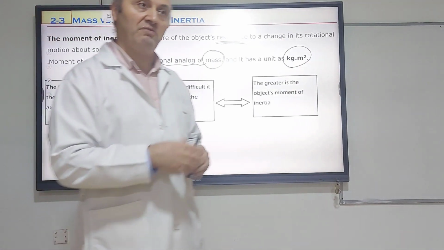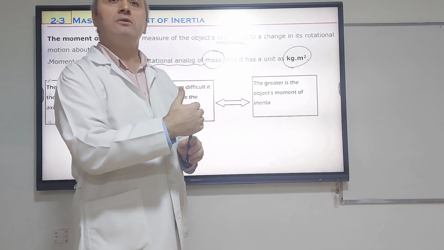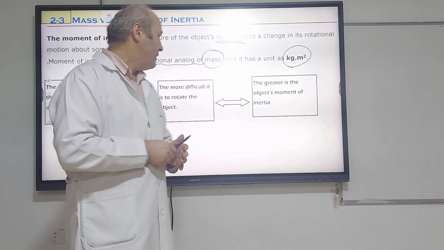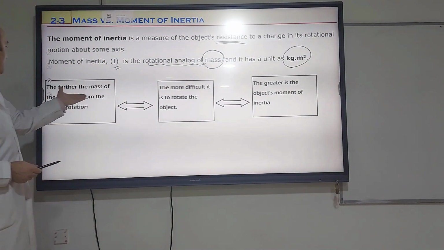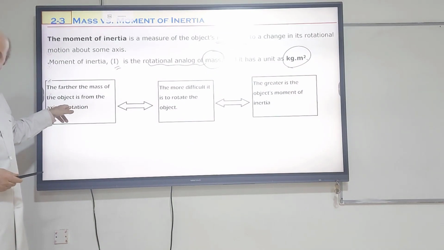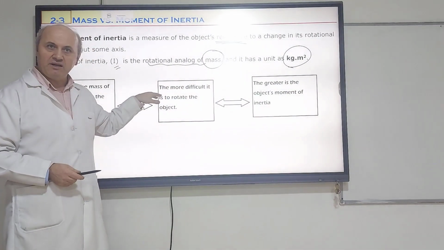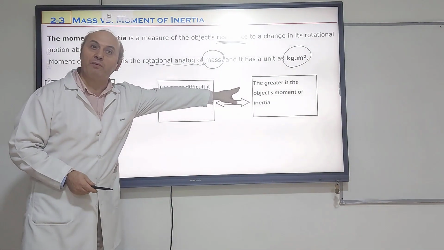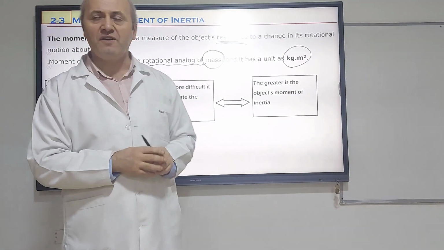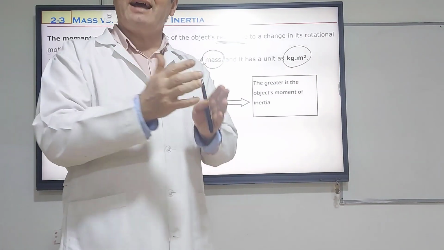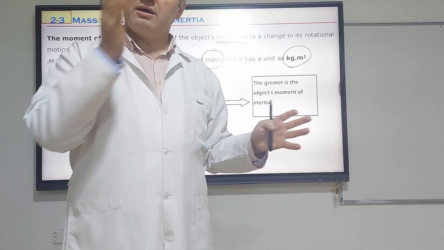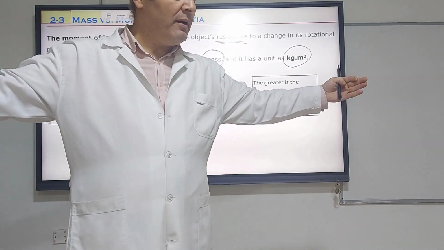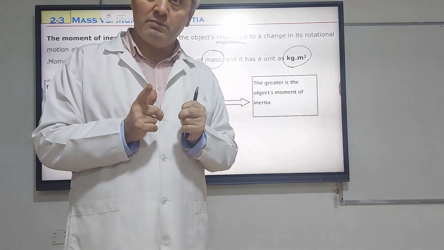The second factor which affects the moment of inertia is how close the mass is to the axis of rotation, that is, distribution of mass. The farther the mass of the object is from the axis of rotation, which means the distribution is farther, the more difficult it is to rotate the object, and the greater the object's moment of inertia. The two factors which affect moment of inertia are mass and how this mass is distributed with respect to the axis of rotation. It's close or far. If it is far, big moment of inertia. If it is close, small moment of inertia.